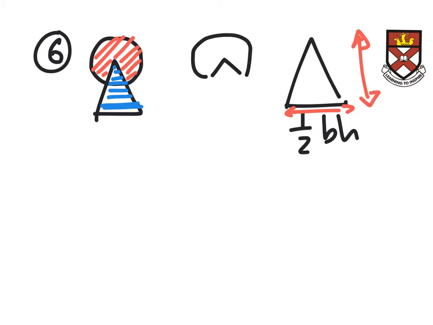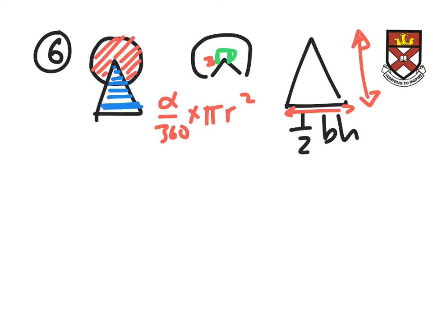The sector, we know the area is alpha over 360 times pi r squared. We know what the radius is. The question tells us that the radius is 3. However, what we don't know is we haven't got a clue what this angle in the centre here is. So what we need to do is work that angle out.